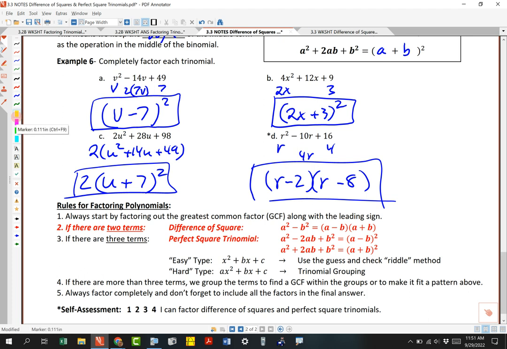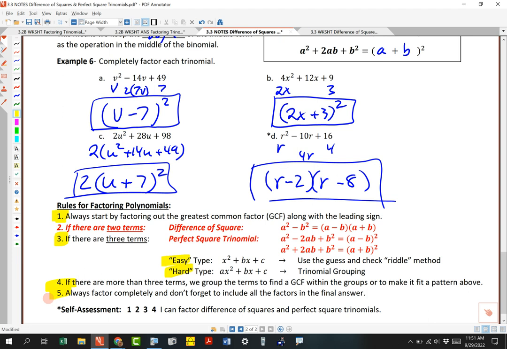So here's what we learned today. So I kind of did this backwards. We already know about rule number 1. We already know how to factor 3 terms if it's an easy or a hard type of trinomial. We've got those covered. We know if there's 4 or more terms, we do grouping, and we always want to include all the factors in the end, and we want to factor completely.